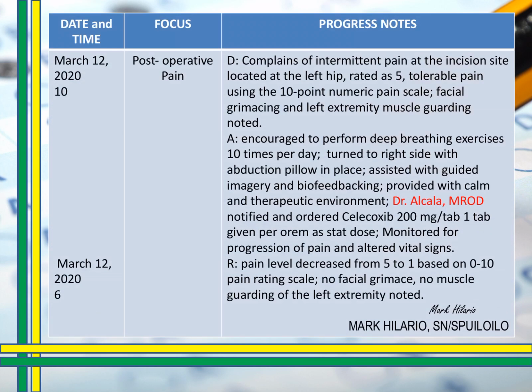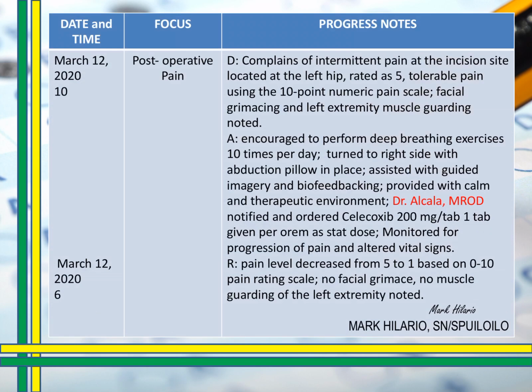Now we will write our R, which means response. It reflects the evaluation phase of your nursing process. So we have there: pain level decreased from 5 to 1 based on 0 to 10 pain rating scale, no facial grimace, no muscle guarding of the left extremity noted. As you noticed, we are actually evaluating the data which we have written earlier. That means your R reflects your data. What you are evaluating in your response is the data that you have presented earlier. So that's how you write your focus charting and your DAR.